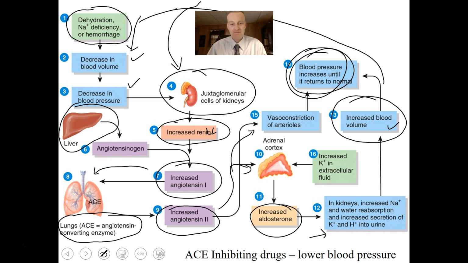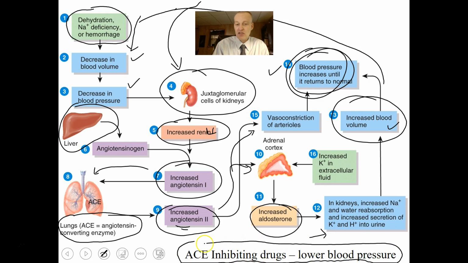Okay, so too much angiotensin 2 can be a problem because it can cause high blood pressure. So if you have too much of that hormone, we have ACE inhibiting drugs. They inhibit this enzyme, so therefore they inhibit the production of angiotensin 2. Thus, it lowers your blood pressure. So maybe one day you'll have high blood pressure, and they'll treat it by giving you an ACE-inhibiting drug.